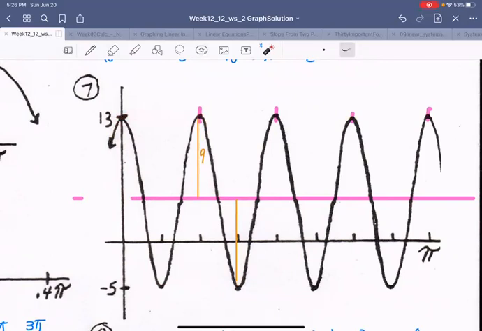Continue. Okay, and then you find the period, which is, there's 8 intervals between 0 and pi. And since one period takes up 2 intervals, it would be 2 pi over 8, which would be 1 pi over 4. And then equals 2 pi over b. And then you would get b equals 8. Good. And then the final equation would be y equals 9 cosine 8x plus 4.